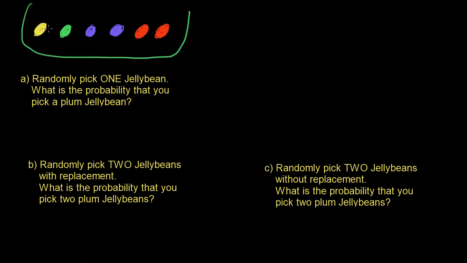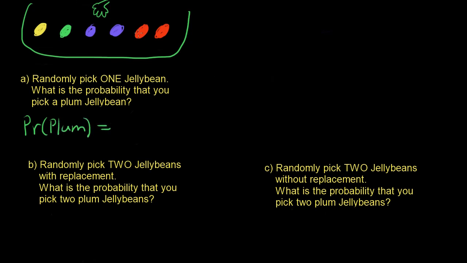And it looks like I have a yellow jelly bean, a green, which is maybe apple, yellow is lemon, 2 plum, purple jelly beans, and 2 strawberry jelly beans. So I randomly pick 1 jelly bean. Okay, so let's just start off nice and easy. I go in here with my hand and I'm going to randomly select 1 jelly bean. Okay, what's the probability that I get a plum? So basically, what is the probability that I pick out a plum jelly bean?